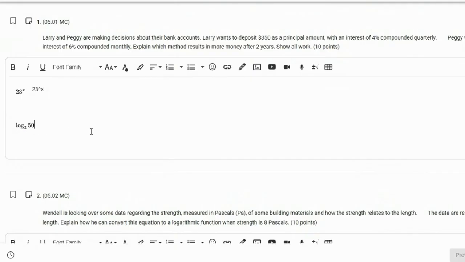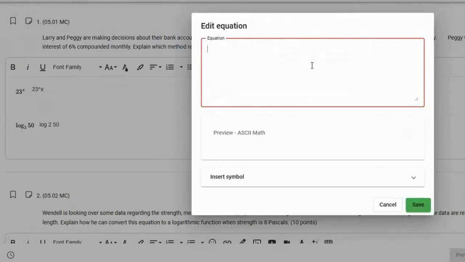It looks right. It's easier to understand when you put things in the proper way. Because otherwise you go like log 250 or something, and you're like, is that the log of 250? I'm not quite sure what you're doing. This, you know exactly what you're doing. You got the little subscript 2. Use the insert equation button.